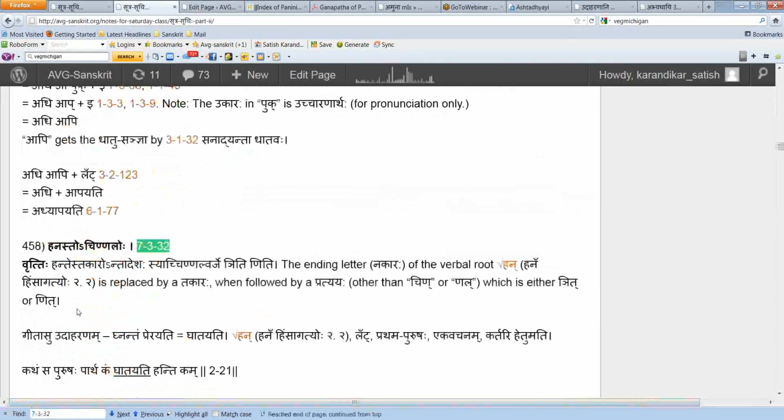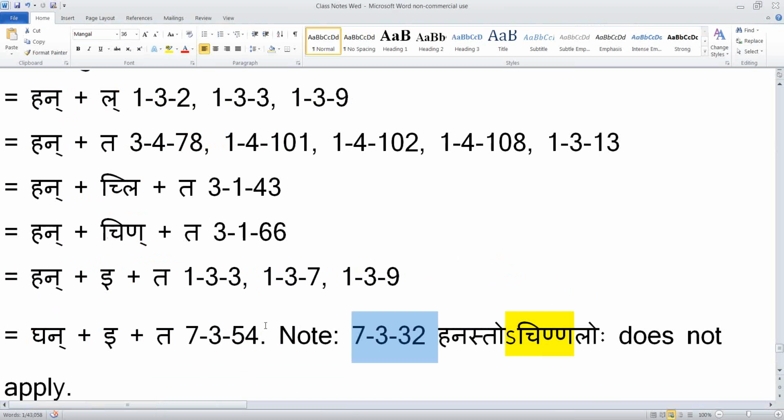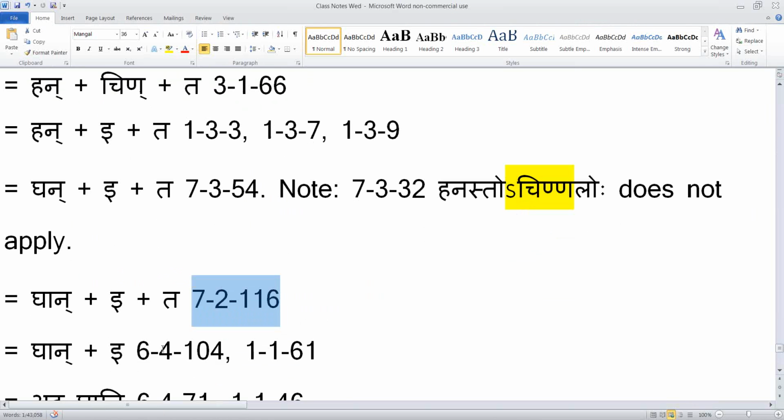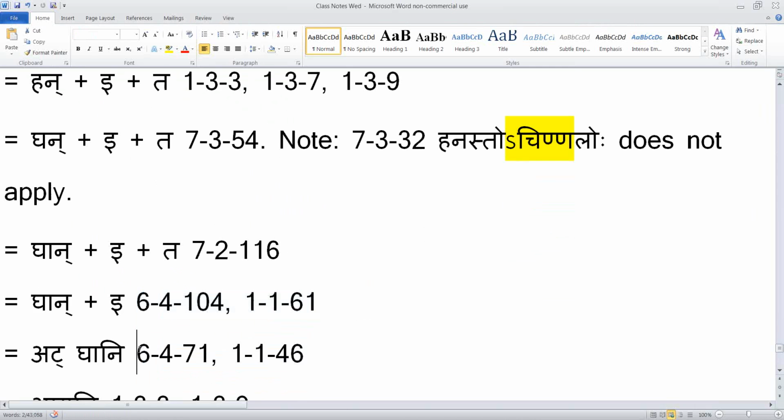It says that hantehe takara antadesha syat chinnal varje niti niti. So the pratyaya should be either chavarga panchama nakara as a nit or tavarga panchama nakara as a nit, but should not be chin or the pratyaya nal, like jaghana. Like in the lit prathamapurusha ekavachanam we get jaghana. We don't get jagatha, we get jaghana. So when nal pratyaya or chin pratyaya follow, the han does not take takara adesha. Otherwise, when any other nit pratyaya follows, it gets the takara adesha. Right now we have chin following, so we cannot apply hanasto chinnaloho. And then of course we get atopadhayaha, then chino look, tashabdasya look, pratyas look shlupaha, adagamaha, we get aghani.